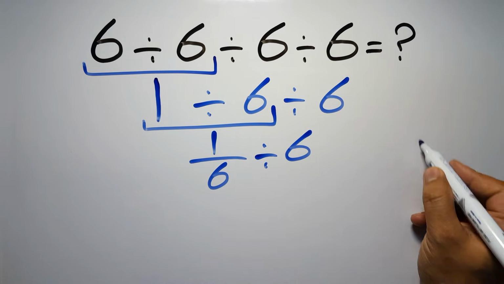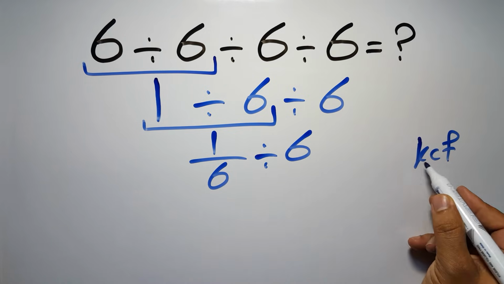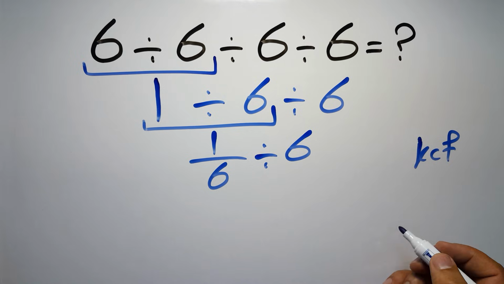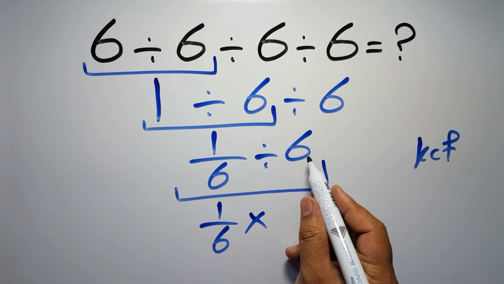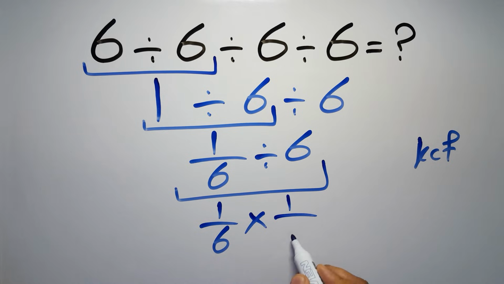Now, according to the KCF rule, K stands for keep, C stands for change, and F stands for flip. We can write keep the first fraction, change division to multiplication, and flip the second fraction.